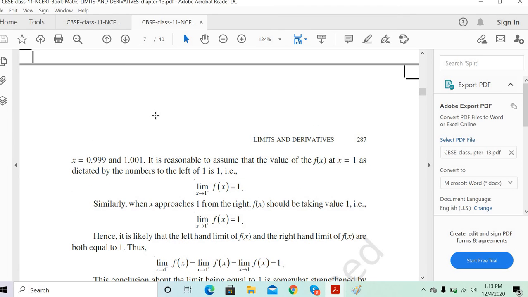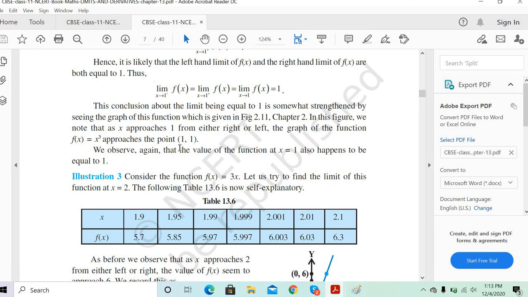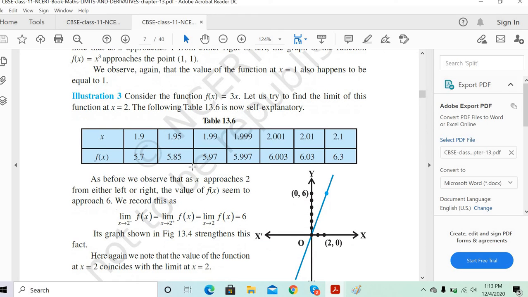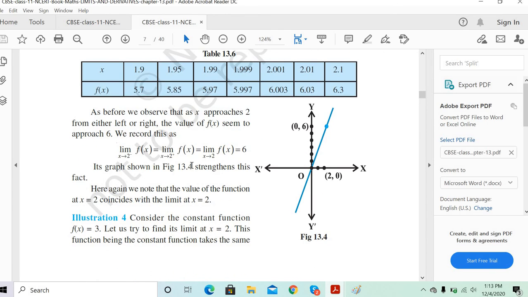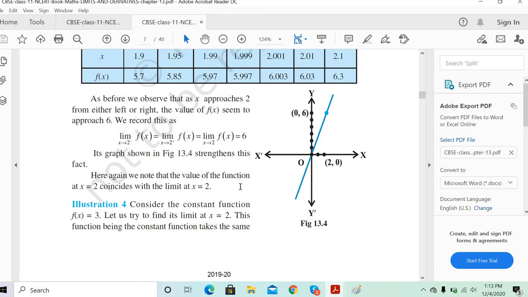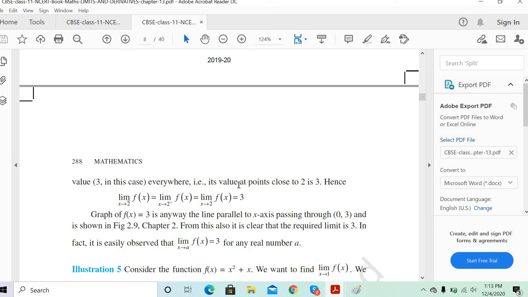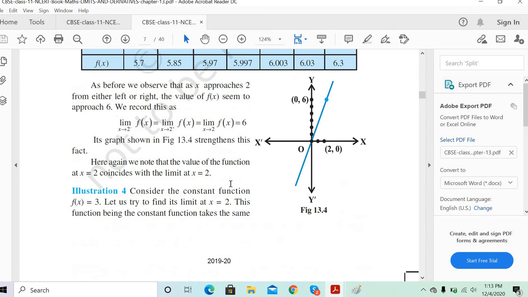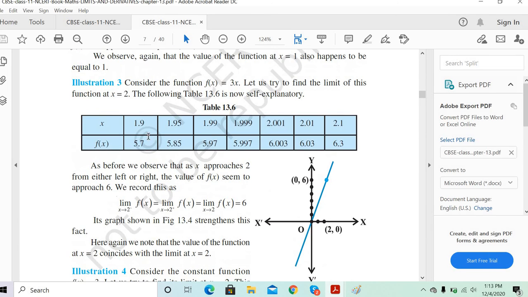Okay, sir. Tanisha, any questions, any doubts, Tanisha? No, sir. Excellent. Let's go to illustration 3 now. Same method, no difference. Let me know any questions, any doubts in illustration 3.